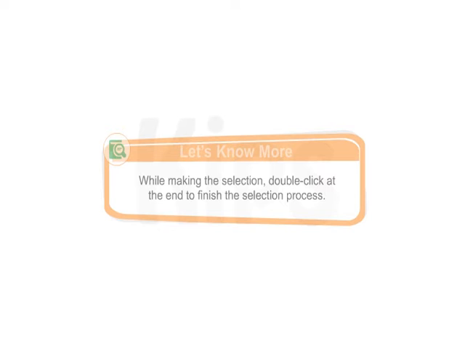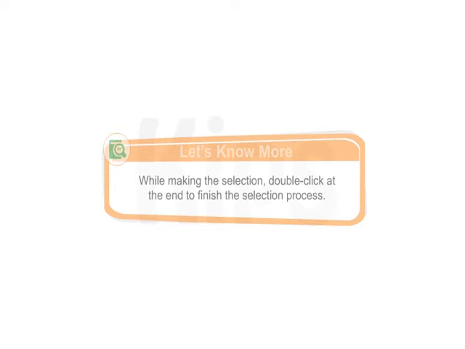Let us find out how to use the Lasso tool. Select the Lasso tool. It selects an irregular area of an image. Click once on any part of the image. Drag the mouse around the part of the image which is to be selected. Release the mouse at the end point. You will notice the selection as shown in the figure.